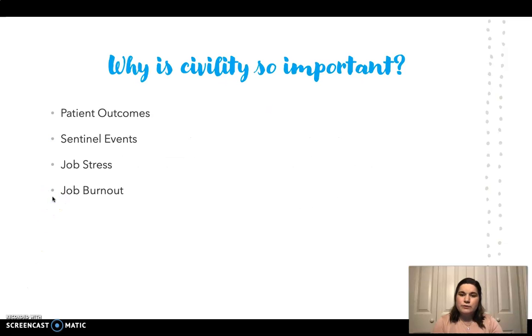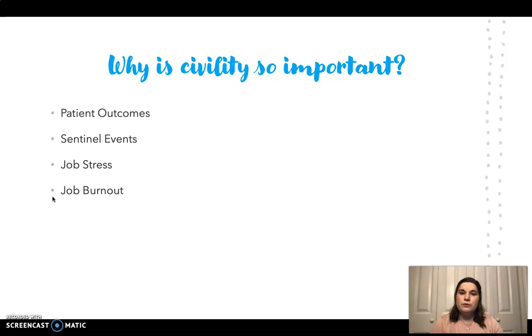So why is civility so important? Civility is important in nursing because it can influence patient outcomes, decrease sentinel events, decrease job stress, and decrease job burnout. With patient outcomes, if you walk into a patient's room and you introduce yourself and you open up that first line of trust and you have that civil relationship that's created between you and the patient, they're more likely to have a better outcome because they're more trusting of you.